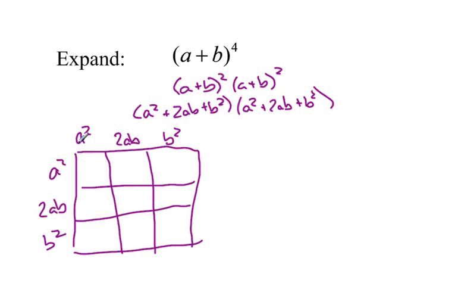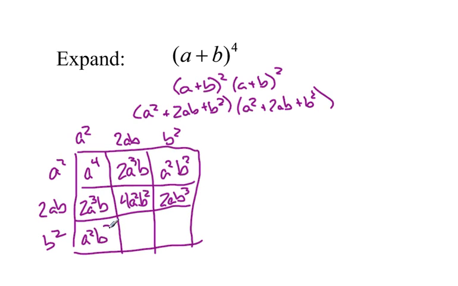All right, so let's go through. A squared times a squared, a to the fourth. Here I have 2a cubed b. Here I have a squared b squared. Down here, 2a cubed b, 4a squared b squared, 2ab cubed. Over here, a squared b squared. Then I've got, let's see, 2ab cubed and b to the fourth.